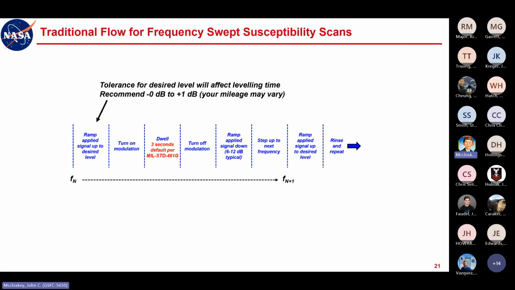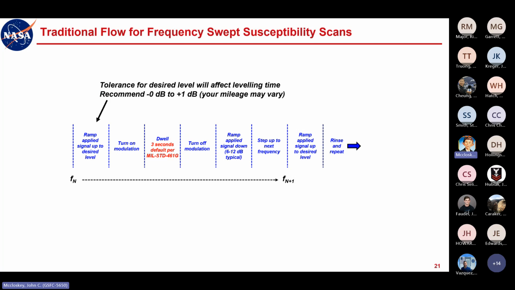But clearly, if you specify a ridiculously tight tolerance, like minus 0 dB to plus 0.01 dB, it's going to take you a very long time to level on that. Right? It's going to come up to level, then it's going to overshoot it, then it's going to come back down, all that sort of thing. If you open up the tolerance to minus 0 dB to plus 10 dB, well, it'll level very quickly, but then you've got a very wide range of what the applied level could be. So it's something you have to play with.